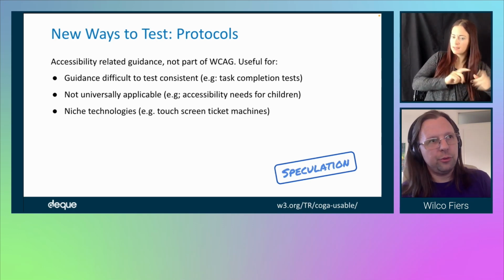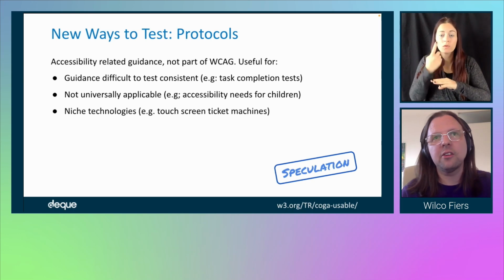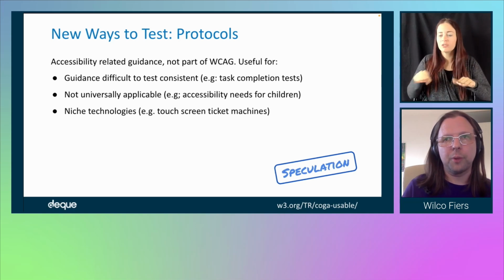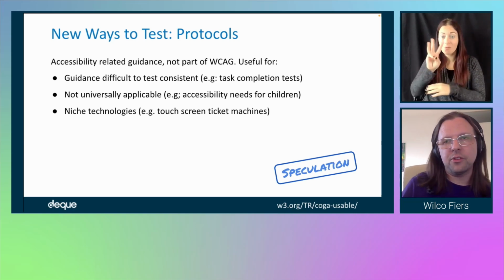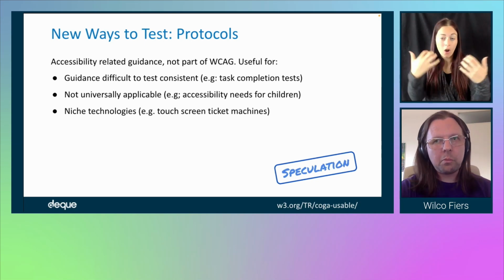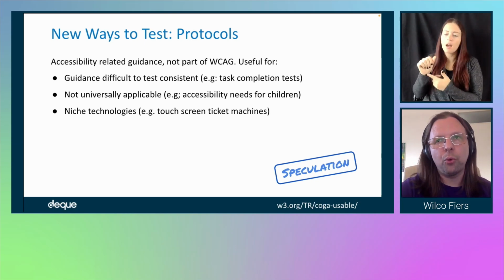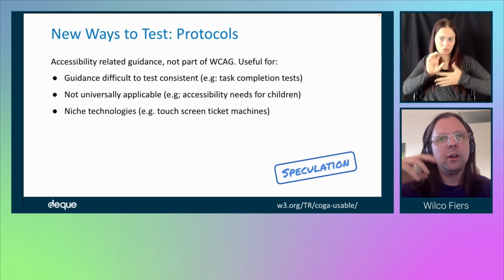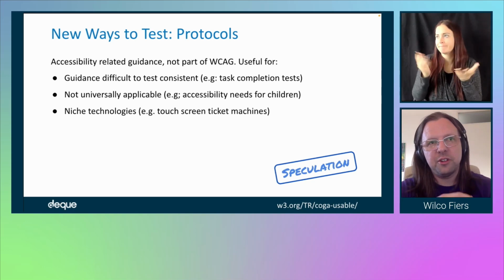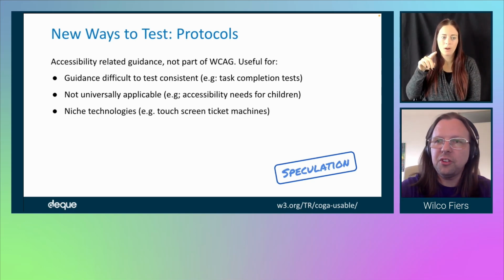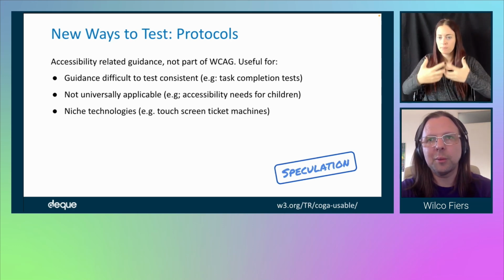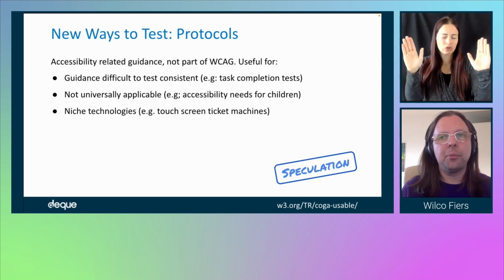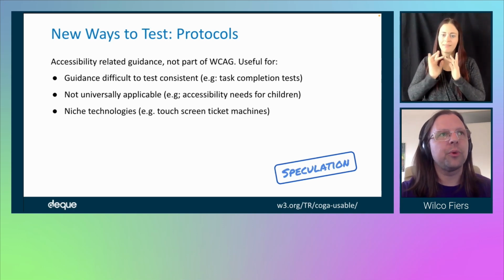It might also be used for non-universal guidelines, such as accessibility needs for children. If you build your web content to work for kids with disability needs, that might require some additional things, and you may want to report on how you've done that. Niche technologies is another one. If you're building an application specifically to run on touchscreen ticketing machines, you may have some additional accessibility requirements that don't apply to the general web, and protocols is a way that you can incorporate that.